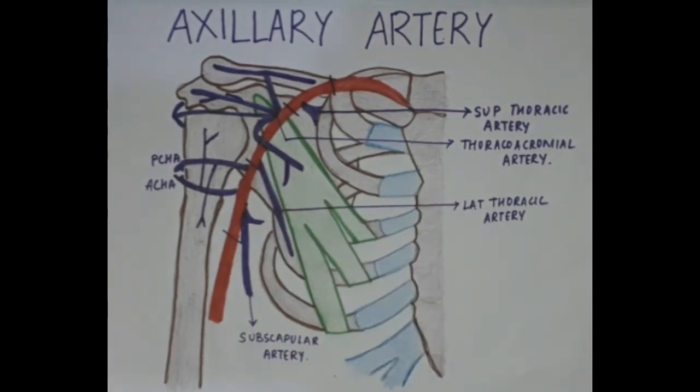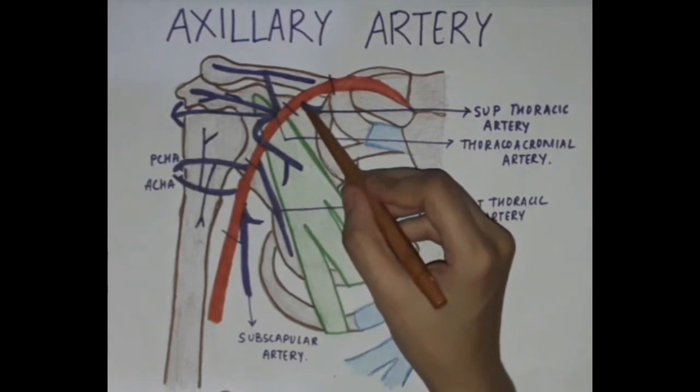Branches of the axillary artery. The axillary artery gives 6 branches. One branch arises from the first part, 2 branches arise from the second part, and 3 branches arise from the third part. Let us look at each of them.